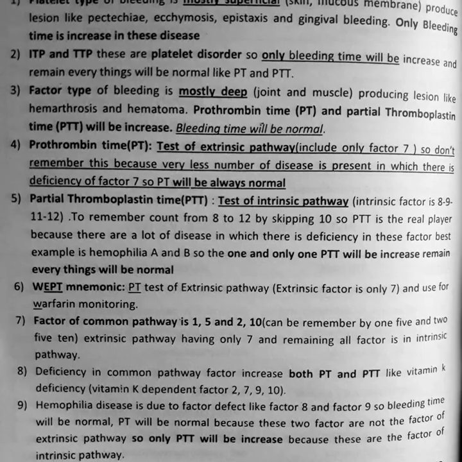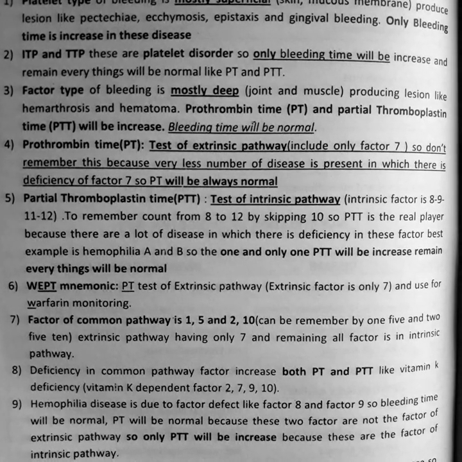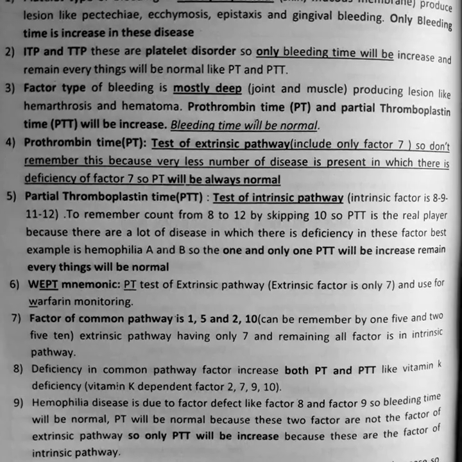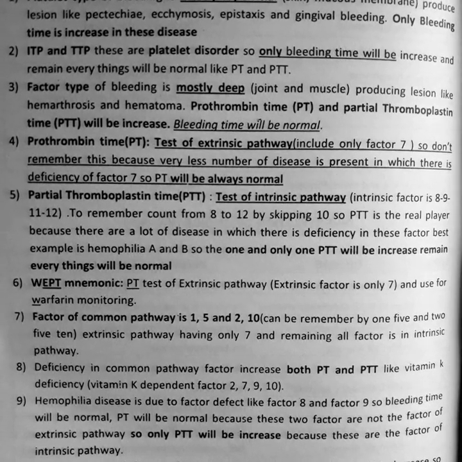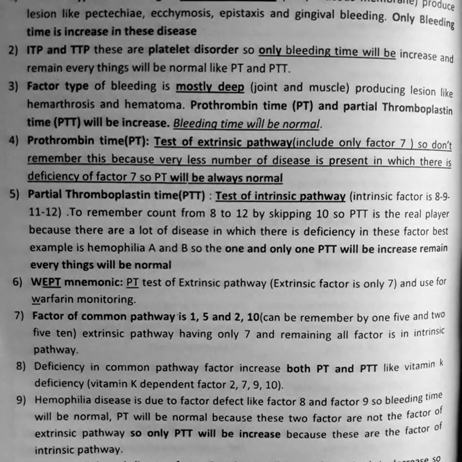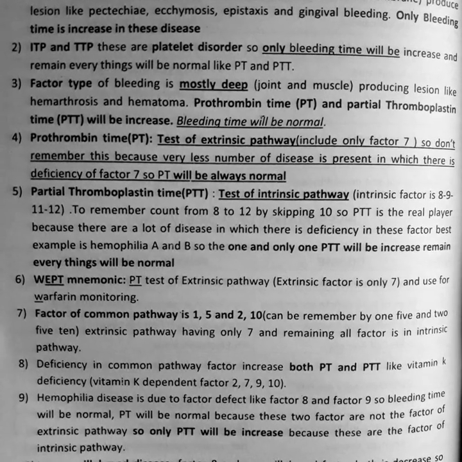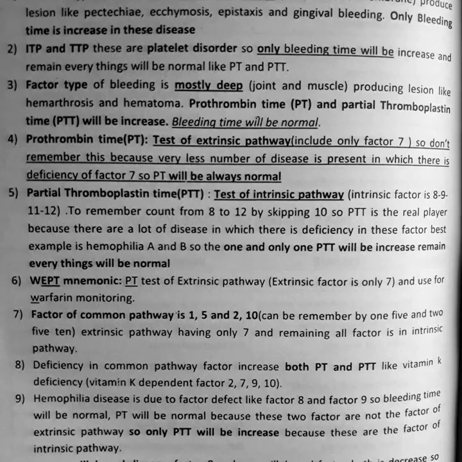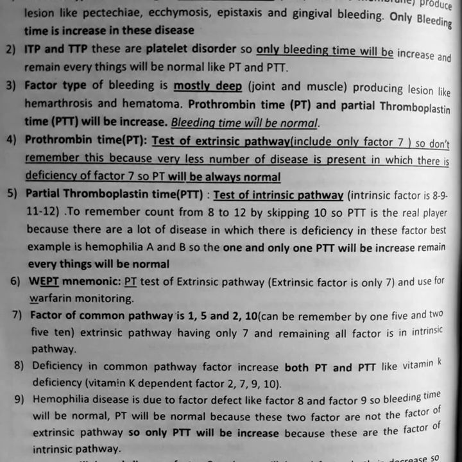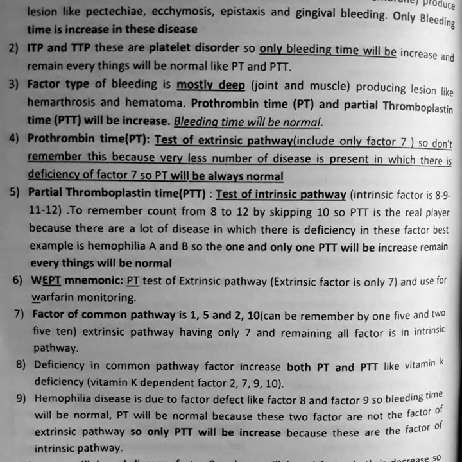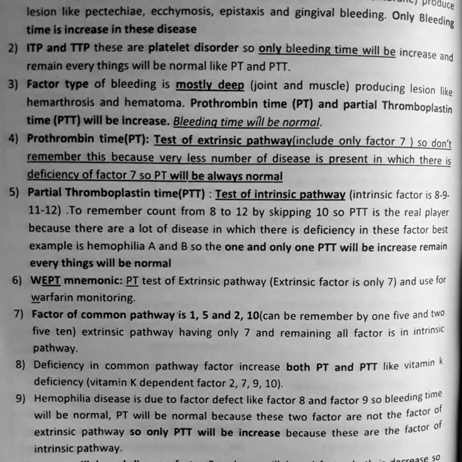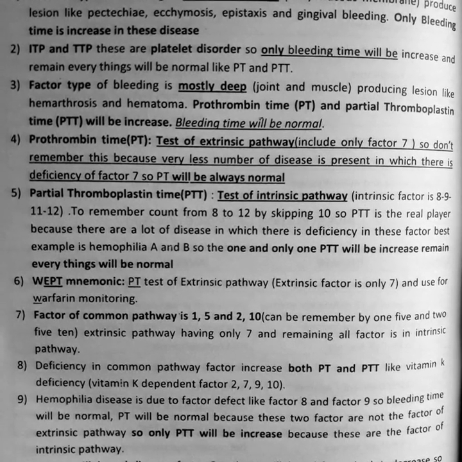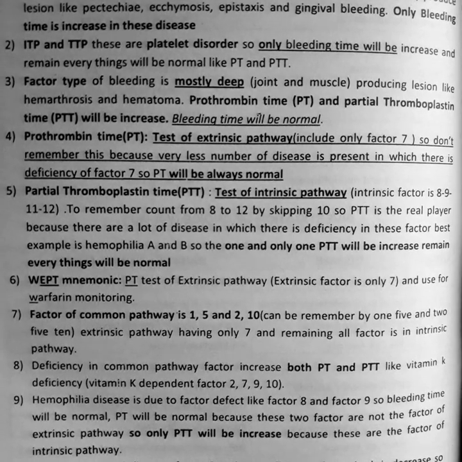Partial thromboplastin time tests the intrinsic pathway. The intrinsic factors are 8, 9, 12, 11. To remember, count from 8 to 12 skipping 10. PTT is the real player because there are a lot of diseases in which there is a deficiency in these factors. The best example is hemophilia A and B, so one and only one test, PTT, will be increased, and everything else will be normal.